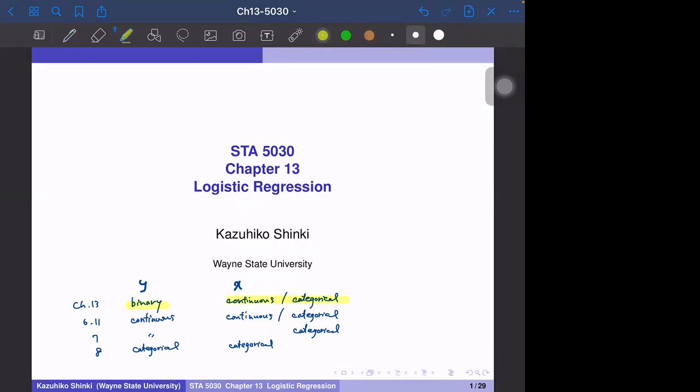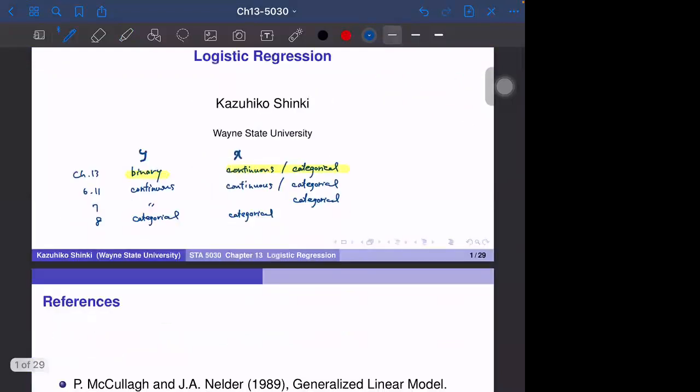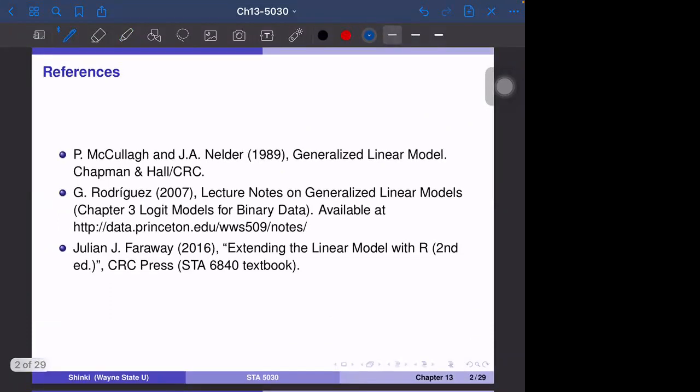When y has more than 2 values, we don't deal with the model in this course, but we study such models in other courses, such as STAT 5820, usually offered in winter semester, or STAT 6840. This is a good course to take one year after 5030, usually in the fall semester. This chapter only discusses the very basics of logistic regression.